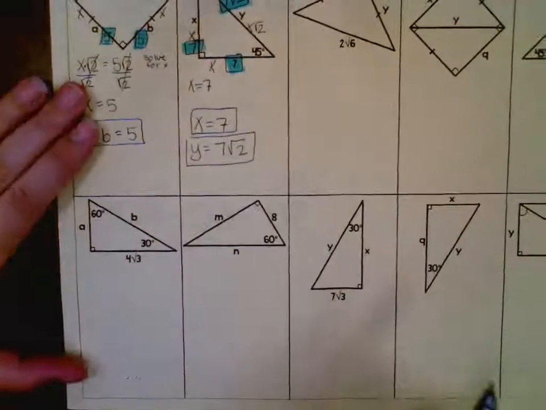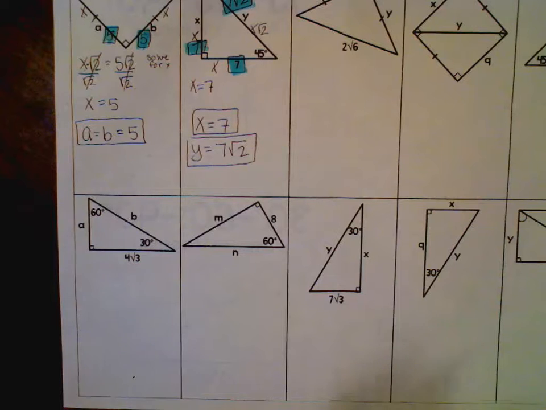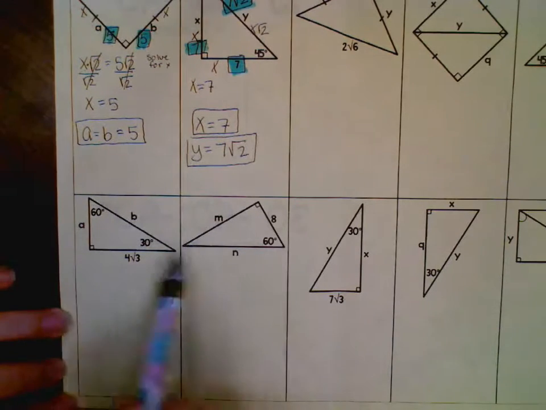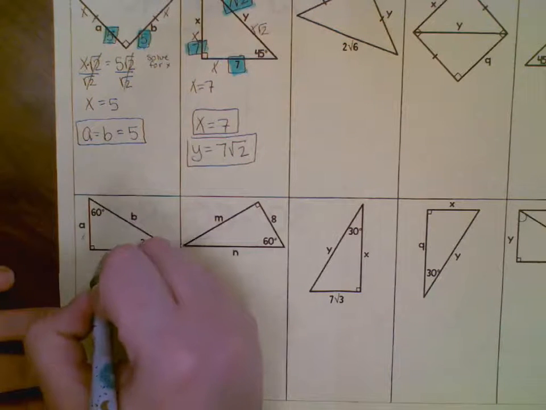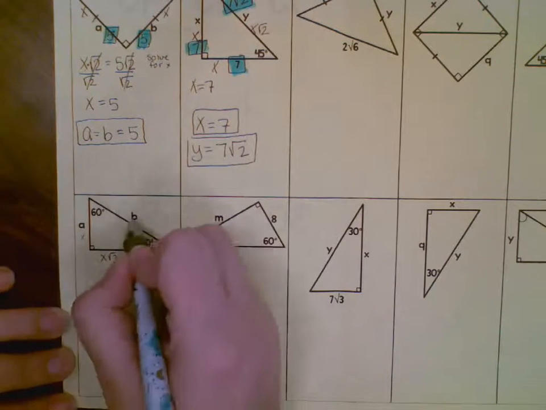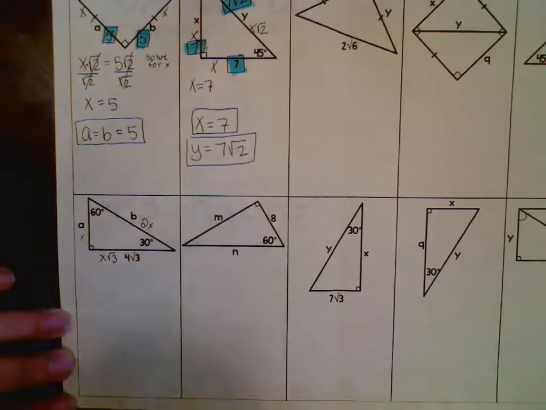So we look at our bottom examples. Those are for our 30, 60, 90. So we do the same process. It's just our formulas are a little bit different. So on our 30, 60, 90, we know across from 30 is x. Across from 60 is x root 3. And across from 90 is 2x.